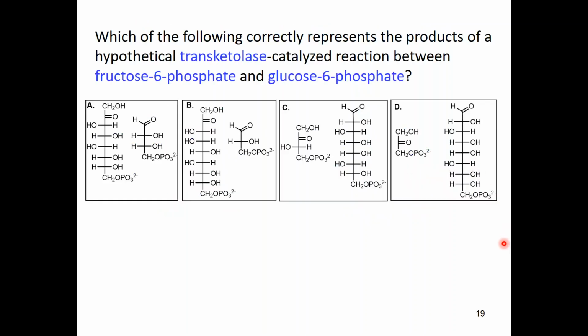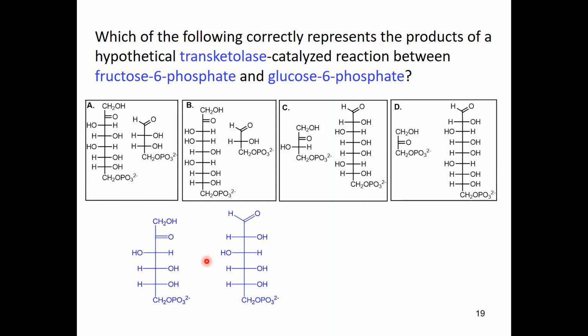Now I have a couple of questions for you to check if you understood the material correctly. Here you have some options for the products of the transketolase-catalyzed reaction between fructose 6-phosphate and glucose 6-phosphate. Here you have those structures, fructose 6-phosphate and glucose 6-phosphate. Please pause to think as long as you want, and I will provide the correct answer in a second.